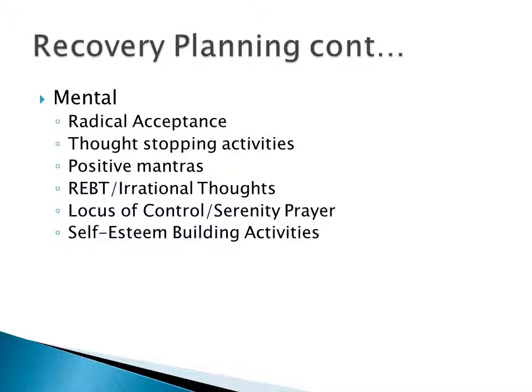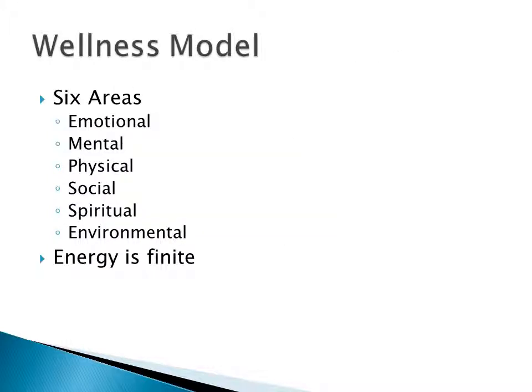And we also want to help people with self-esteem building activities. Help them do things not only to get to know themselves again, but to try to figure out what they like about themselves. So you can approach this from the perspective of the wellness model. The wellness model says generally we have 6 areas: emotional, mental, physical, social, spiritual, and environmental. Within those areas is how we spend our energy, and our energy is finite.